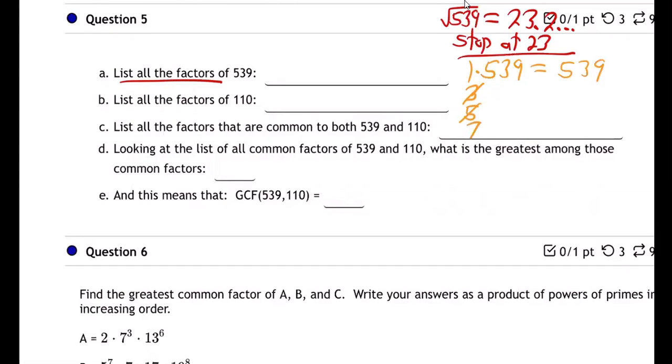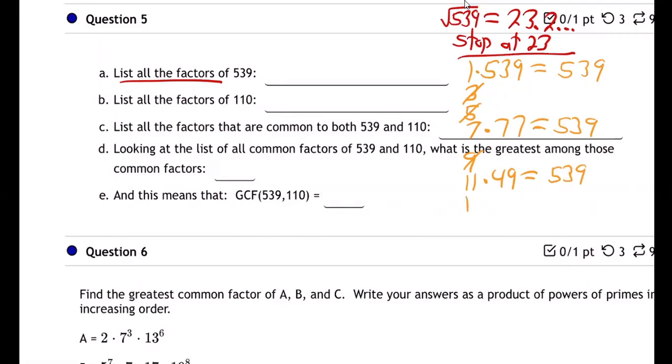How about 7? I'll try that one because I don't know. Oh, yeah, that goes. 7 times 77 is 539. All right, let's keep going. We don't need to try 8. Don't need to try any other even numbers. How about 9? That doesn't go. How about 11? Now that goes. 11 times 49 is 539.